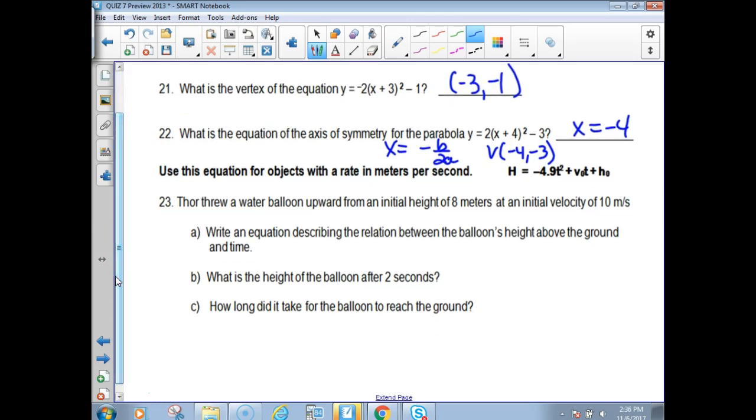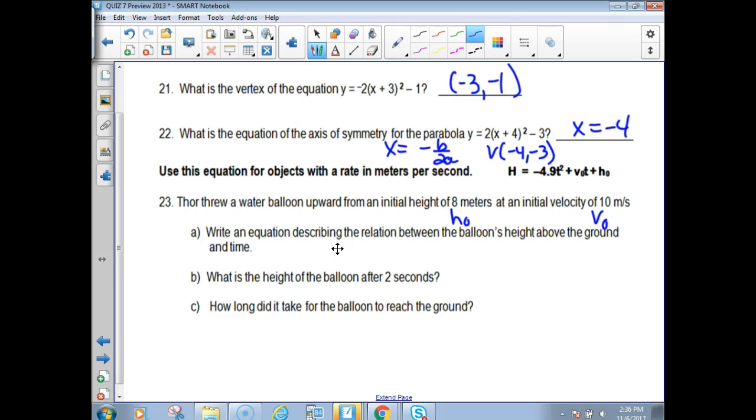Last question on the quiz preview. Thor, sounds like a Marvel movie. Thor threw a water balloon upward from an initial height of 8 meters. That would be your h sub 0. Initial velocity of 10 meters a second.